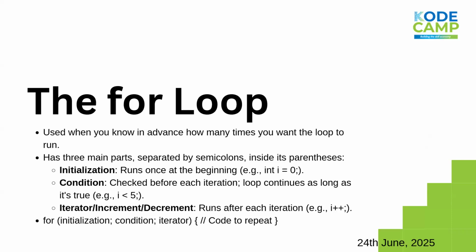Take, for example, you're asked to write hello world 10 times, right? You know the number of times you're supposed to write hello world. So since you know the number of times, the for loop comes in handy for that kind of problem. When you know the number of times you are to repeat a task, you go for a for loop.